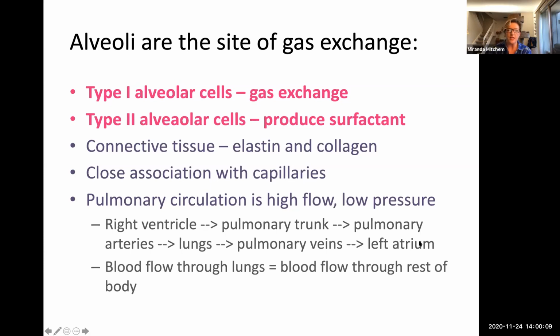And then an assumption is that the blood flow in the lungs is equal to the blood flow in the rest of the body, meaning that the exchange is highly efficient. Whatever oxygen is present within the blood vessels in the lungs, it is going to get to the rest of the body. And that's been supported with plenty of scientific data.